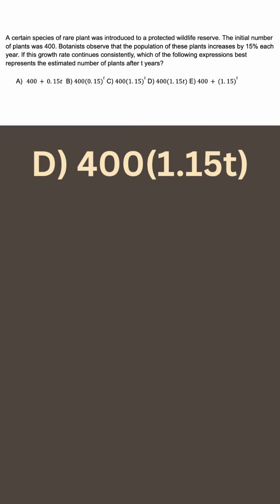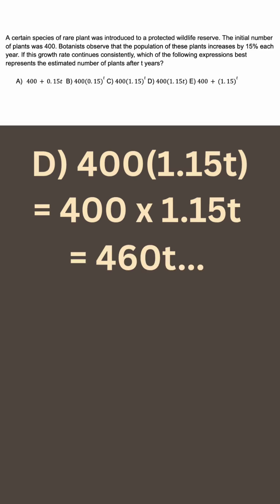D, 400 times 1.15t. This looks like multiplication, but is also a form of linear growth. You're just multiplying by t, not raising to the power of t. The exponent is what makes it exponential.